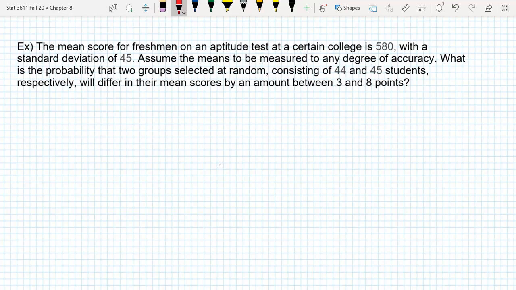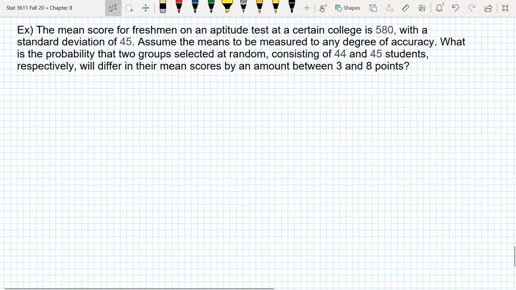What is the probability that two groups selected at random, one consisting of 44, another of 45 students, will differ in their mean scores by an amount between 3 and 8 points? By an amount between 3 and 8 points.